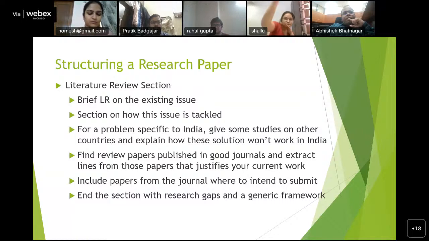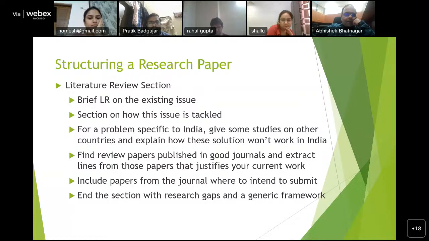So first, for example, if some review paper says that this kind of work has been done in developed countries but not in the developing world, so that tagline you can use from this paper, and then based on that you can say that this says this thing, and we are bridging this literature gap through this small bit of work that we are doing.